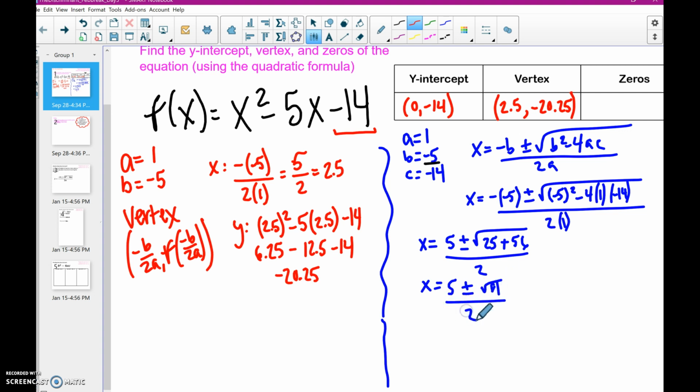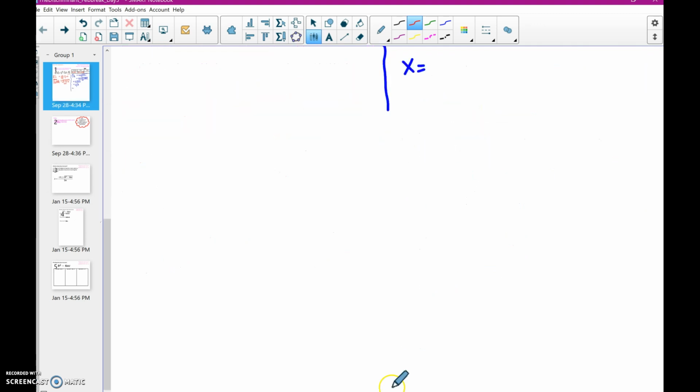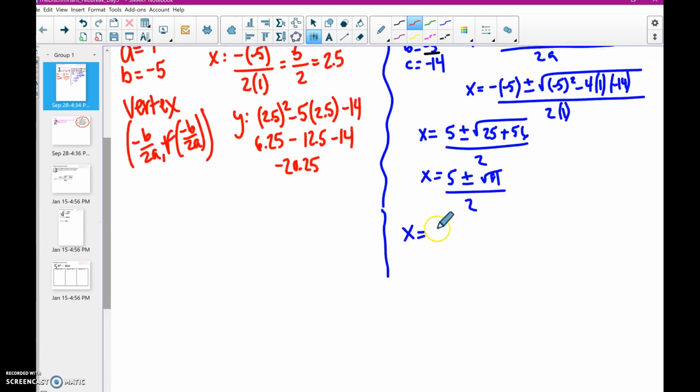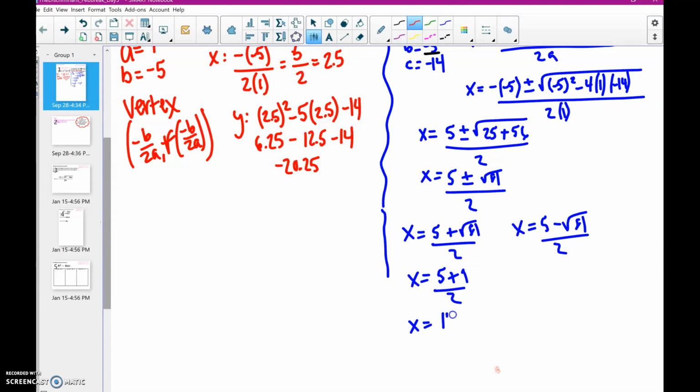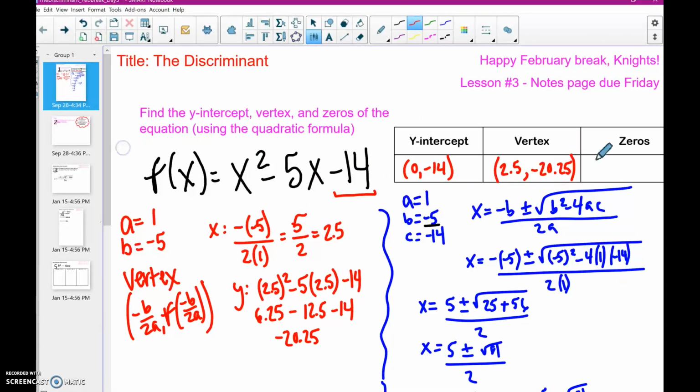over 2. We know we can have a positive square root and a negative square root, so let's go ahead and write our 2. We can rewrite this as 5 plus the square root of 81 over 2, or x is equal to 5 minus the square root of 81 over 2. Over here we have x is equal to 5 plus 9 over 2. 9 plus 5 is 14, 14 divided by 2 is 7. So we know that one of our x-intercepts, or one of our zeros, is 7, comma, 0.